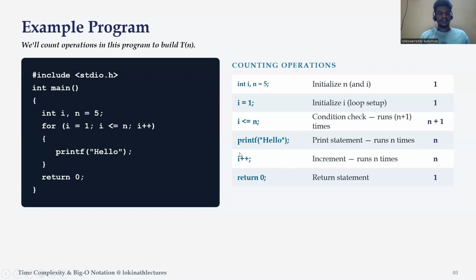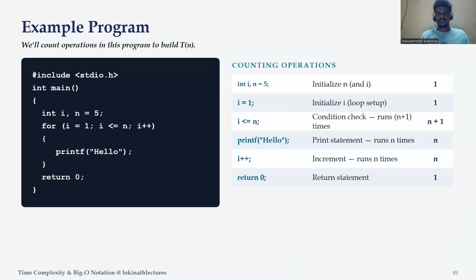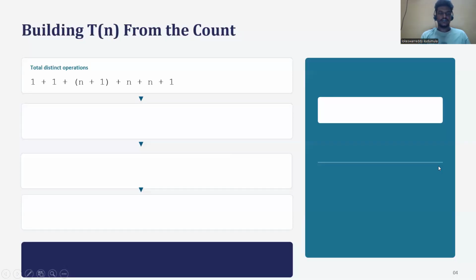So n times, and i plus plus, so the increment will depend on the n value, and the return statement is 0. Here the return statement will be executed only one time. So like this, we need to count the operations in a program and calculate the T of n. Here we are calculating the T of n value using all these values.